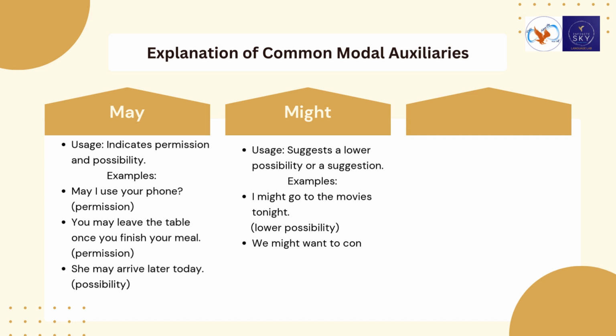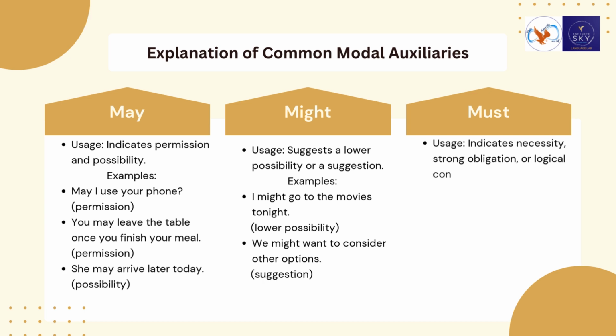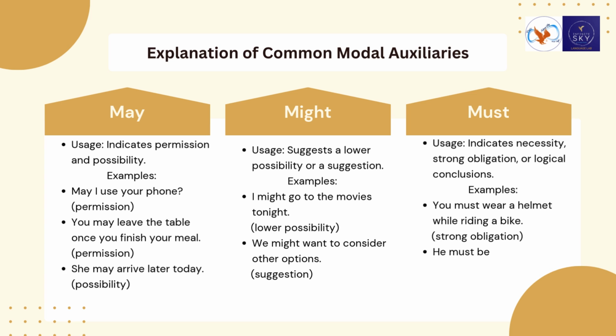And then must. This one is for strong necessity, obligation, or logical conclusions. Observe these examples. You must wear a helmet while riding a bike. Strong obligation. He must be at least 18 to vote is a necessity. She must be at home. The lights are on is a logical conclusion.